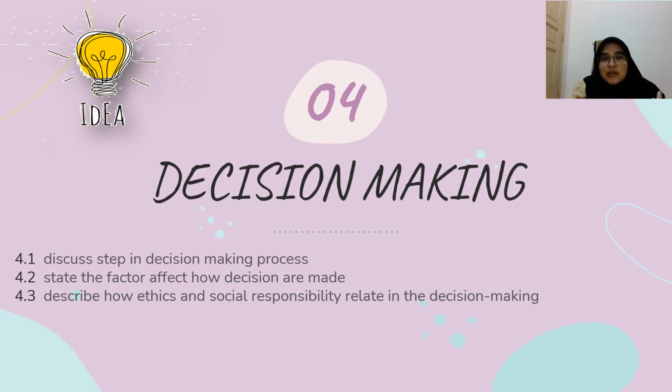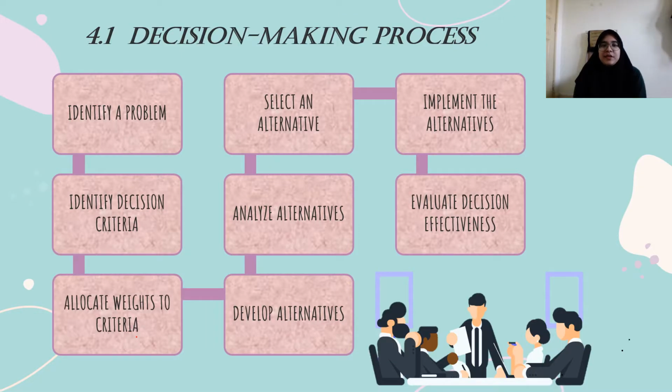So let's take a look at these 8 steps of the decision making process. First, we have identify problems. The decision making process starts with the presence of an issue or, in other words, a difference between an existing situation and a desirable one.